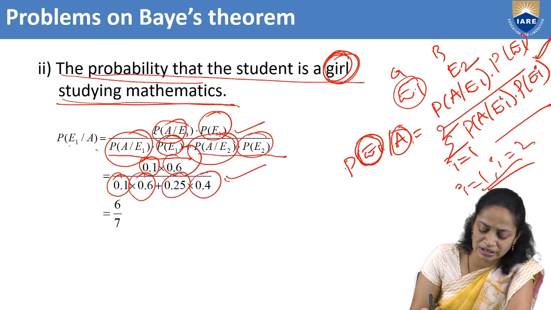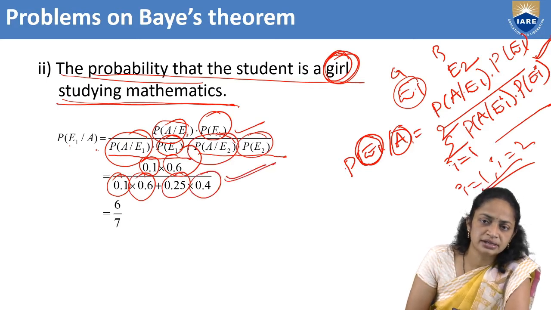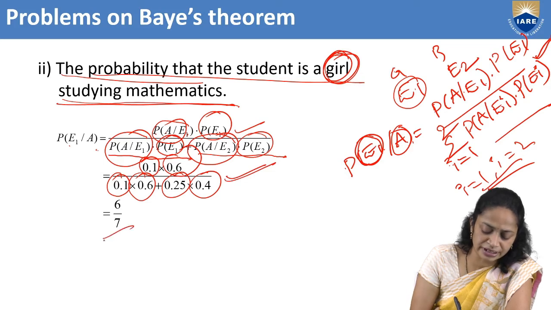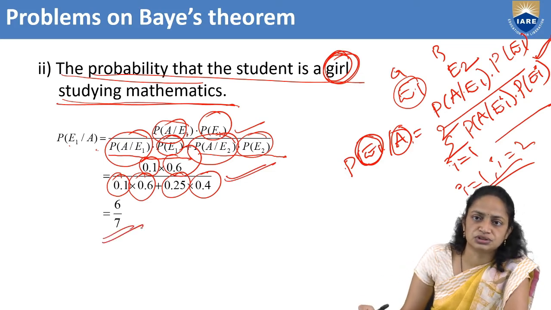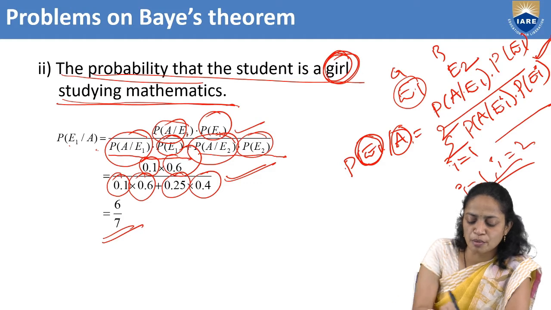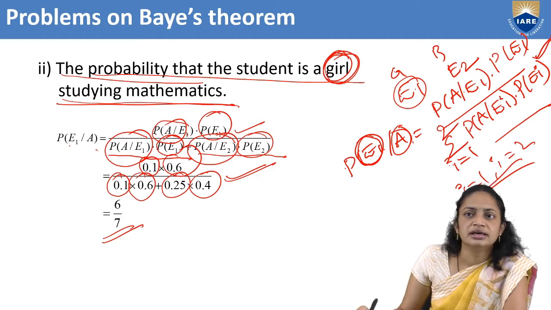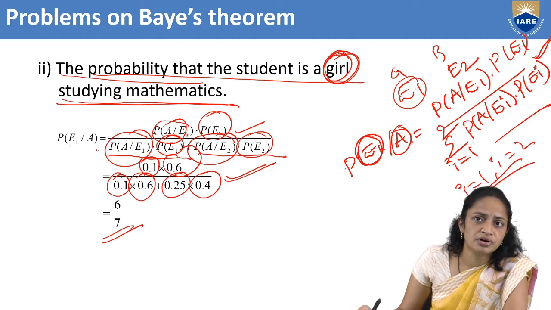So, substitute all these values here and after simplifying you will get 6/7. So, that is the answer for the probability that the student is a girl, given that she is studying mathematics.